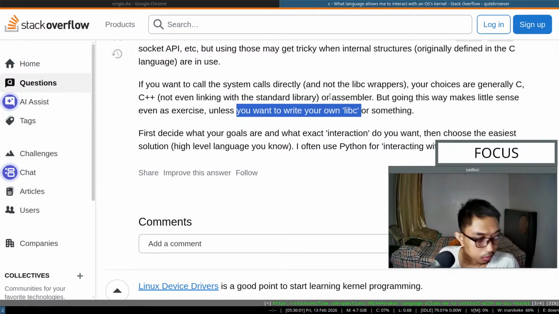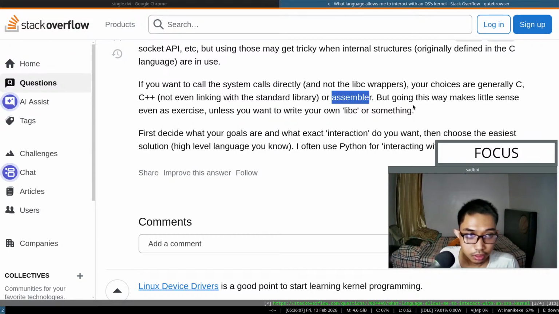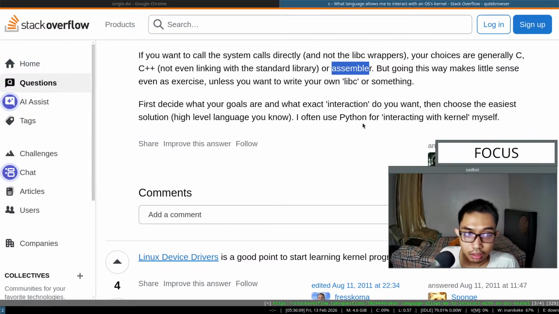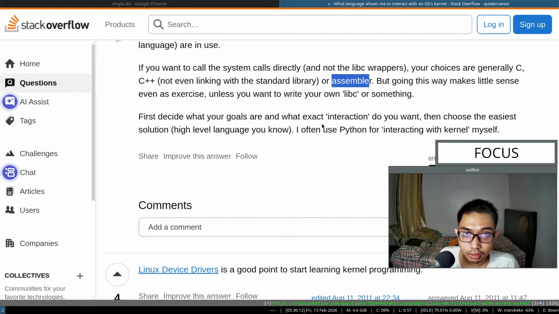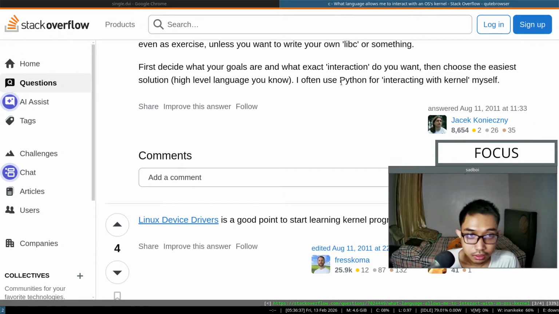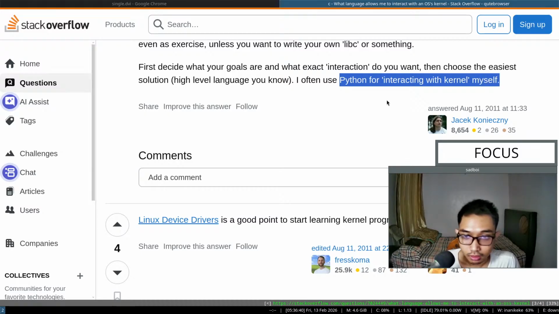Okay, so yeah, as far as I understand, we can use assembly to interact directly without the library, the libc, C library wrapper. But then again, it can be dangerous because the C library usually has some sort of safety guard, you know. First, decide what your goal is. Interacting with the kernel myself.